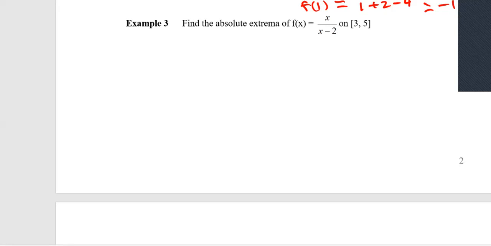Okay, here we are again. Sorry for that. Okay, the absolute extrema. We need a derivative. We'll start with that. We'll need the quotient rule.